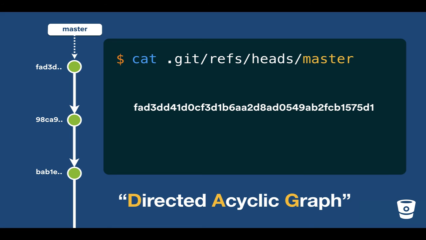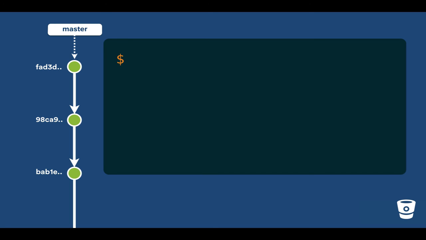So the reason why Git has trouble with large files is related to the way that the content is actually stored in this DAG. So DAG stands for directed acyclic graph. Git ships with a command called cat-file that you can use to inspect objects inside your Git repository.